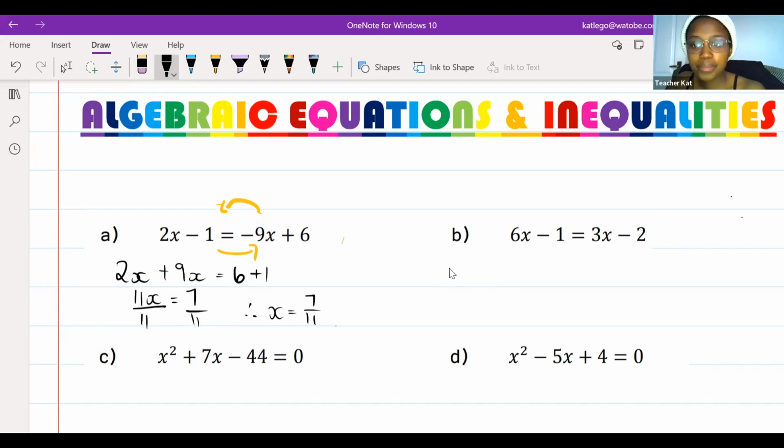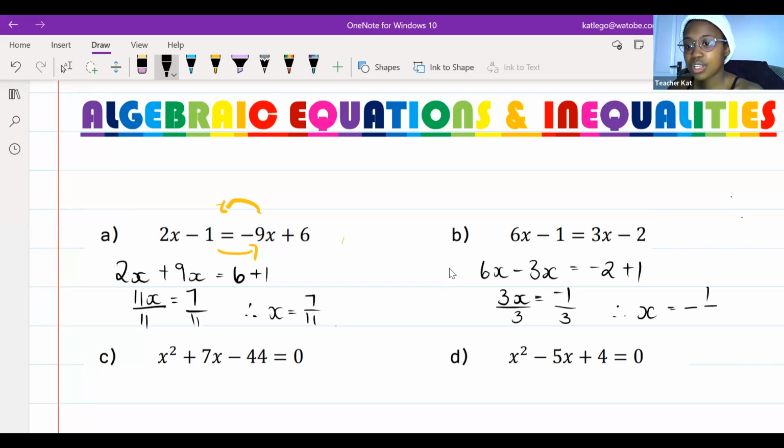So we're going to start by putting like terms together. So we're going to say 6x minus 3x, beautiful, which is going to be equal to negative 2 plus 1. Now let's add our like terms, which is going to be 3x is equal to negative 1. And then we're going to divide by 3 on both sides. Therefore, x is how much, Kamo? X equals 1/3. Negative 1/3. Don't forget that negative. Thank you very much, Kamo.